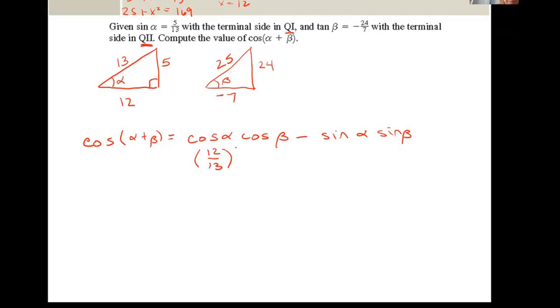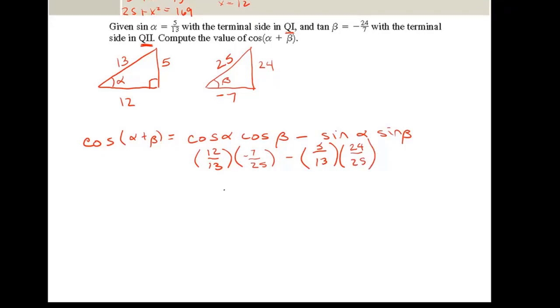Cosine of beta, 25, negative 7. What is it? Negative 7 over 25. Negative 7 over 25. And then the sine of alpha they gave us. And the sine of beta, where's beta? Oh, there it is. So it would be 24 over 25. Okay, good. And so now we just kind of calculate it.